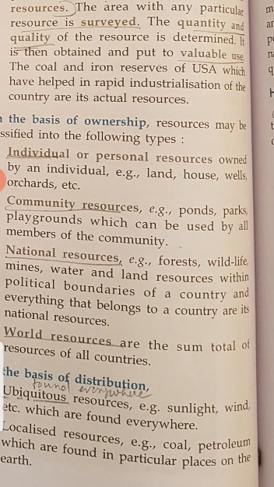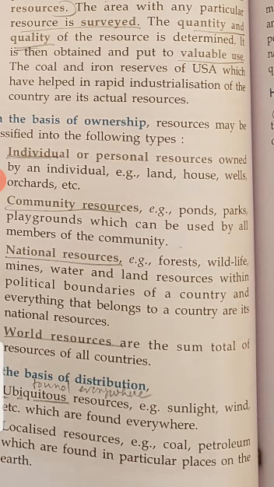Coming to the community resources, for example ponds, parks, playgrounds, roads, and the school, all of which can be used by all members of the community. Take a school in this locality: it is for the community, and without the children, if they are not there, what is the meaning of a school? So this is a community resource.